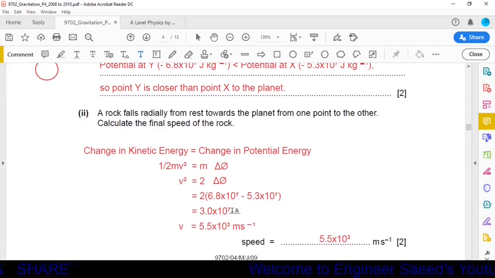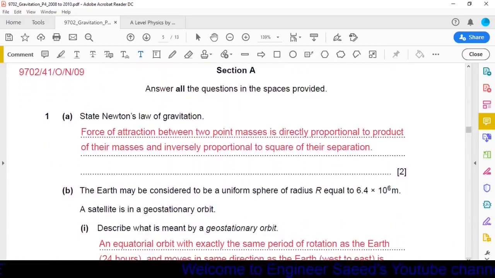To calculate v, we have to take the square root on both sides. So by taking the square root on both sides, we will get v is equal to 5.5 into 10 power 3 meter per second. So speed is 5.5 into 10 power 3 meter per second.